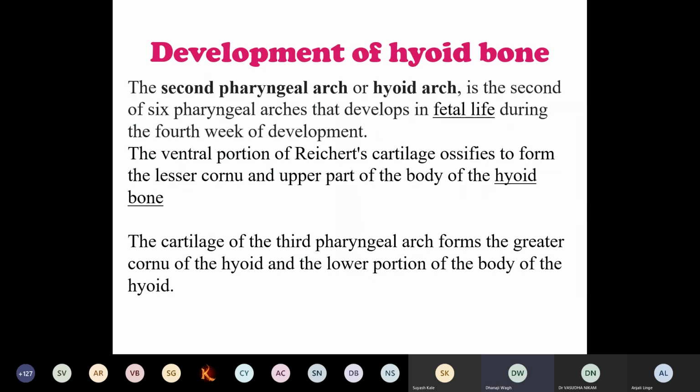Now see a brief of the development of the hyoid bone. The second pharyngeal arch, also called the hyoid arch, is one of the 6 pharyngeal arches that develop in fetal life during the 4th week of development. The ventral portion of Reichert's cartilage ossifies to form the lesser cornu and the upper part of the body of the hyoid bone. The cartilage of the 3rd pharyngeal arch forms the greater cornu of the hyoid and the lower portion of the body of the hyoid.